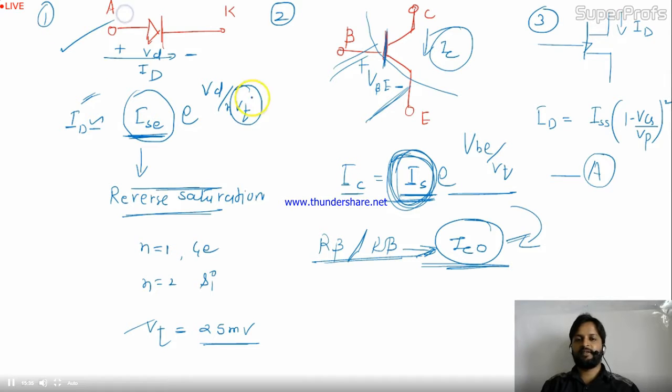We discussed already the diode. Now we are discussing the transistor part, and later we'll see the FET, right? So in the diode, the current is given by ID equal to IS e to the power VD divided by eta VT. If we come to the transistor, the current is IS e to the power VBE by VT. And if we talk about the FET, it is IDSS times 1 minus VGS by VP whole square. Is it okay? So let's come to the next topic now.